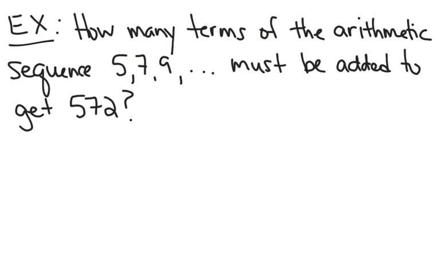How many terms of the arithmetic sequence 5, 7, 9 must be added to get 572? The first thing you need to do in this particular problem is determine what they're asking you to find. They want to know how many terms. That means n. What's n? If you want to add all these numbers together and get 572, so this is s sub n.